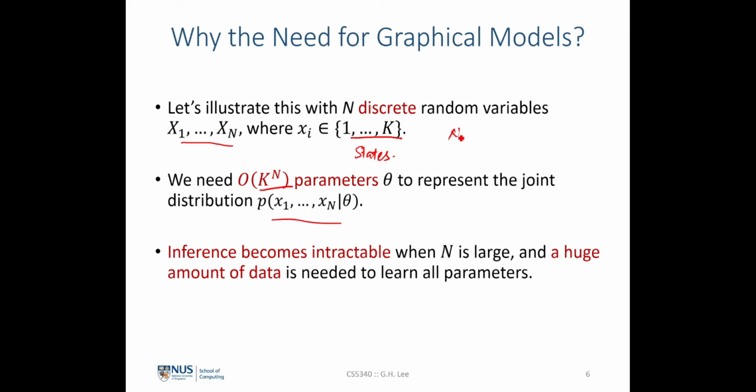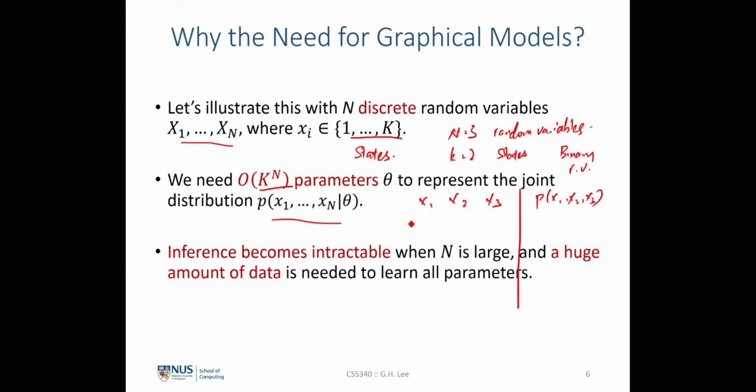Let's look at an example where n equals 3. This means that I have 3 random variables where each one takes k equals 2 states. This means that I have a set of binary random variables. In this particular case, to represent the joint probability distribution of x1, x2, and x3, I would need a total of 8 parameters, namely 0, 0, 0, 0, 0, 1, and all the way to 1, 1, 1. So in total, I will need theta 1, theta 2, all the way to theta 8 to represent this joint distribution table. In fact, to be more precise, I will only need k to the power of n minus 1 parameters.